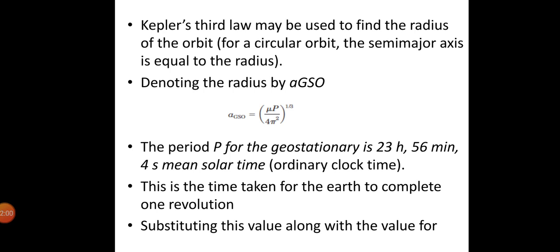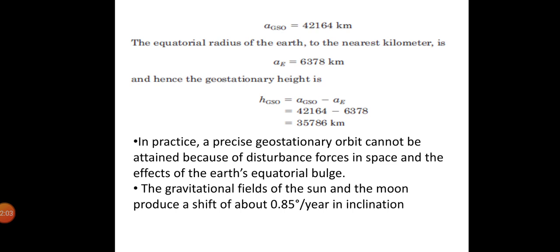Substituting this value along with the value for the mu, then AGSO is given by 42,164 km. The equatorial radius of the Earth to the nearest kilometer is AE equal to 6,378 km, and hence the geostationary height is HGSO equal to AGSO minus AE, which is equal to 42,164 minus 6,378, which is approximately 35,786 km.